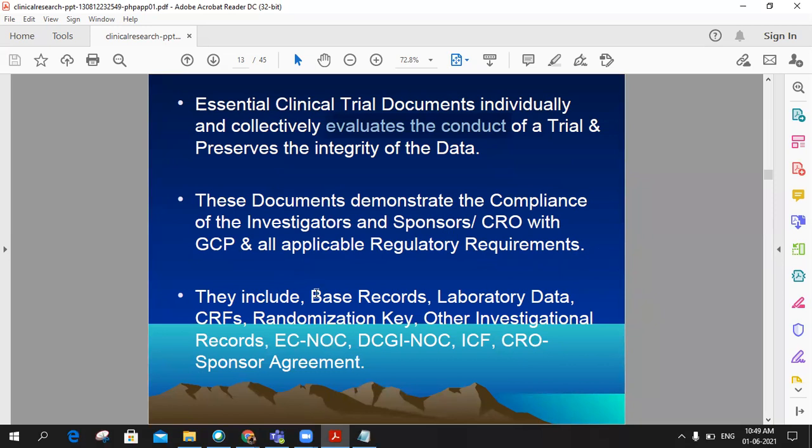The documents include source records, laboratory data, CRFs, randomization key, other investigation records, and no objection certificates of the ethics committee, DCGI, ICF, and CRO to sponsor agreement. So these documents, for example, include patient data.